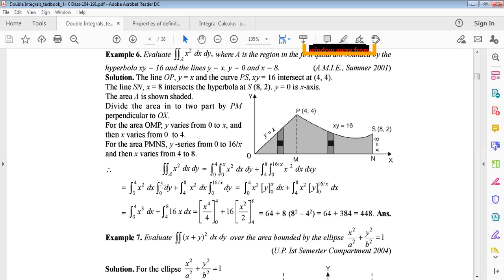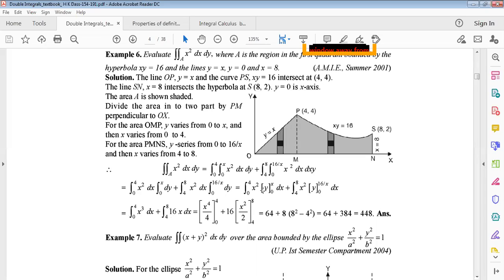Now taking integration with respect to y here. There is nothing, only one. But the integration of one with respect to y is only y. This way, after putting the upper limit and lower limit in the bracket. Then for the second part, taking integration with respect to y, there is no function, only one. The integration of one is y. This way after putting limits 0 to 16 by x.